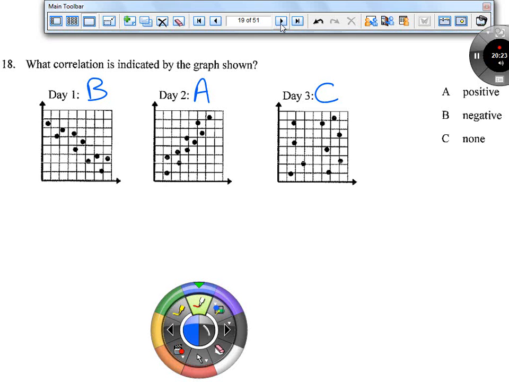Correlation. Let's see, part B, or day 1, has a negative correlation. As x gets bigger, it looks like the y values are actually getting smaller, and so it's negative correlation. Positive correlation, and then this one doesn't look like they have any sort of relationship. They're all over the place, so we say no correlation.